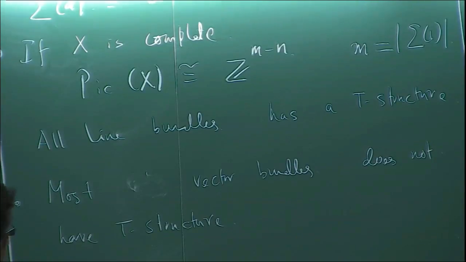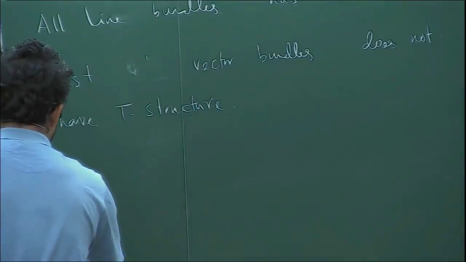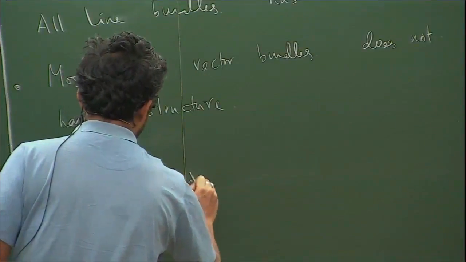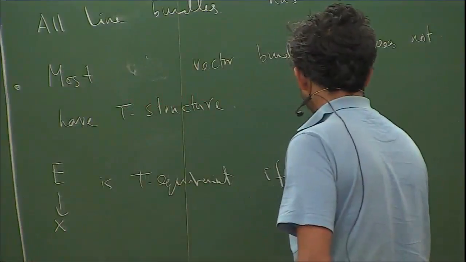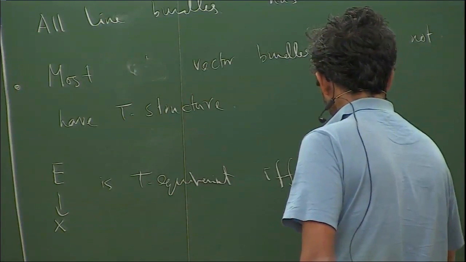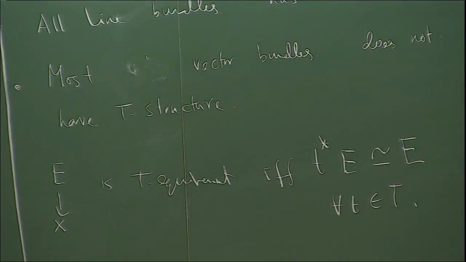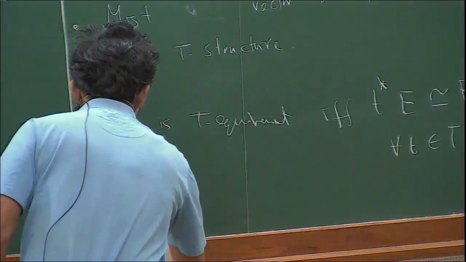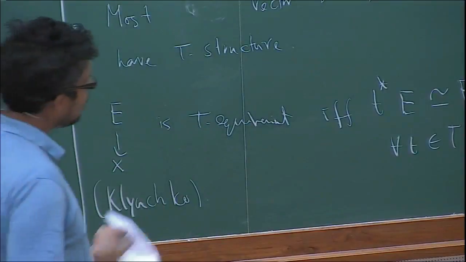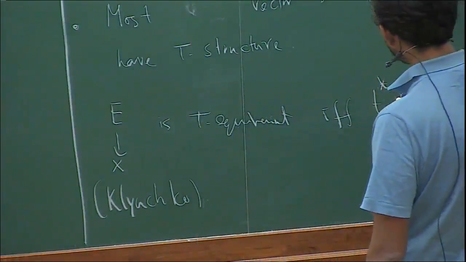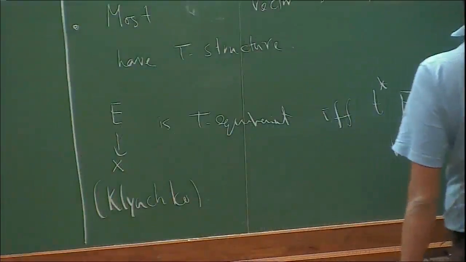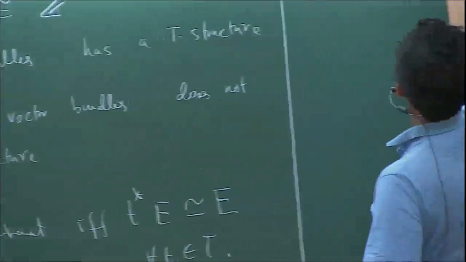So you can prove that E over X, a toric variety, is T equivariant if and only if t upper star of E is isomorphic to E for all t belonging to T. This is a proof given by Klyachko first. Obviously, this makes T equivariant vector bundles rigid.